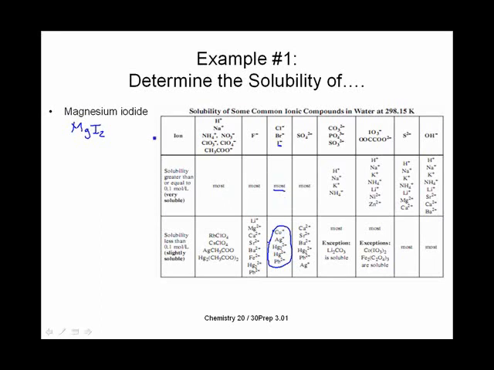If one of these ions is the one we're looking for, then we have an insoluble compound. But since we're working with magnesium, magnesium iodide would be soluble. So we can put a little AQ beside it to let us know that this magnesium iodide has dissolved in water.